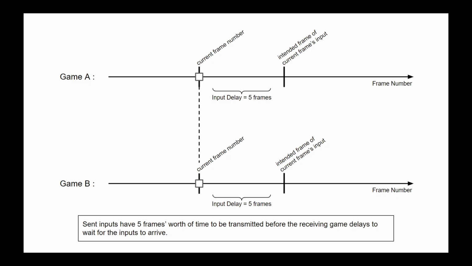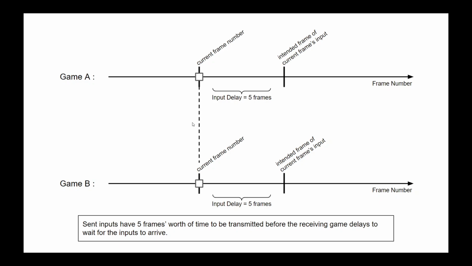With our delay-based netcode that we made previously, if the input from the networked game that is intended for the current frame does not arrive on time before our game tries to proceed on the current frame, our game will delay until that needed input for the current frame arrives.